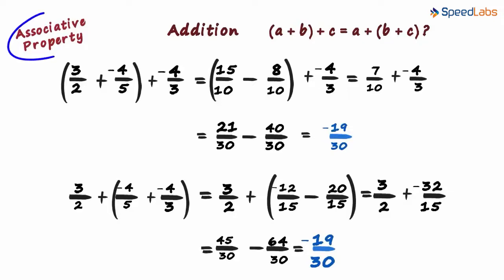Don't focus too hard on the calculations. The concept of associative property is important. So the answer in both the cases is the same. We can say that the associative property is satisfied for addition of rational numbers. I know one example is not enough to prove anything. So to be sure, please solve a few examples on your own by choosing three random rational numbers.